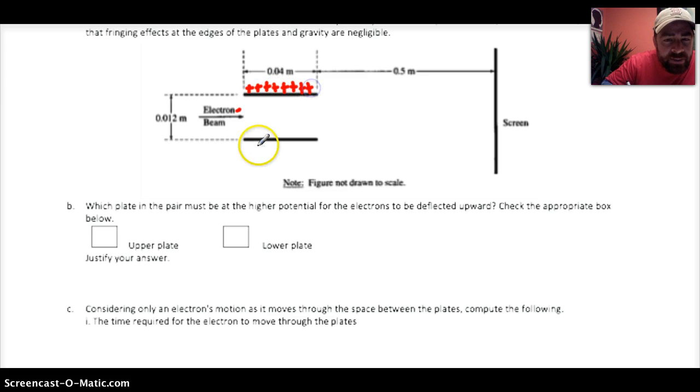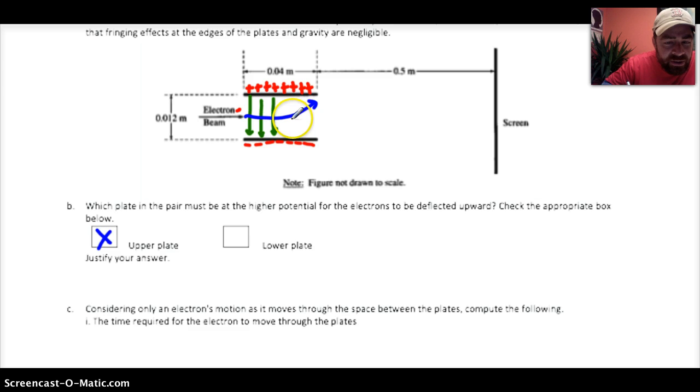There must be relatively positive charges up here. That creates an electric field. Don't get confused: the electric field looks like this, but that's if it were a positive charge. That's going to cause an upward deflection of the electrons. So the upper plate must be charged, and you can explain that the charges on the upper plate must be positive, since the electron is negative and must be electrostatically attracted to the upper plate.